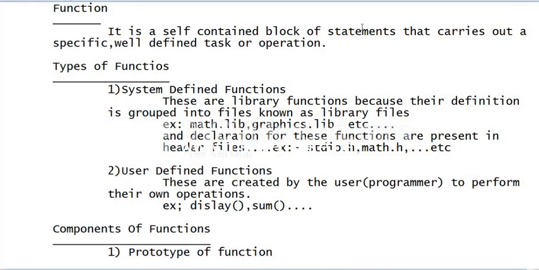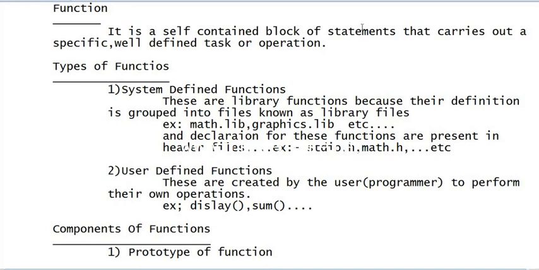There are two types of functions: system defined functions and user defined functions. System defined functions are library functions because their definitions are grouped into files known as library files. Examples of such are math.lib, graphics.lib, etc. And the declarations of these functions are present in header files. For example, stdio.h, which stands for standard input output header file, math.h, string.h, iostream.h, etc.